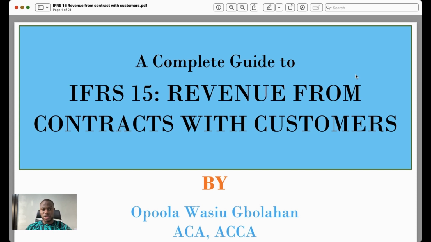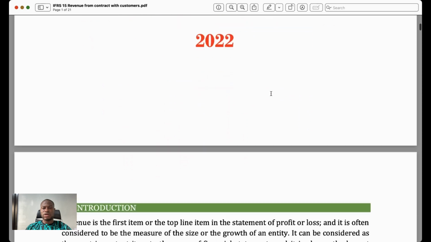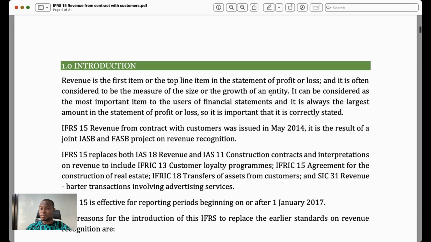So we are going to be looking at IFRS 15 on revenue from contract with customers. And when we talk about revenue, we're talking about one of the most important items in the statement of profit or loss of any entity. So this standard is going to teach us how to measure and how to recognize revenue.